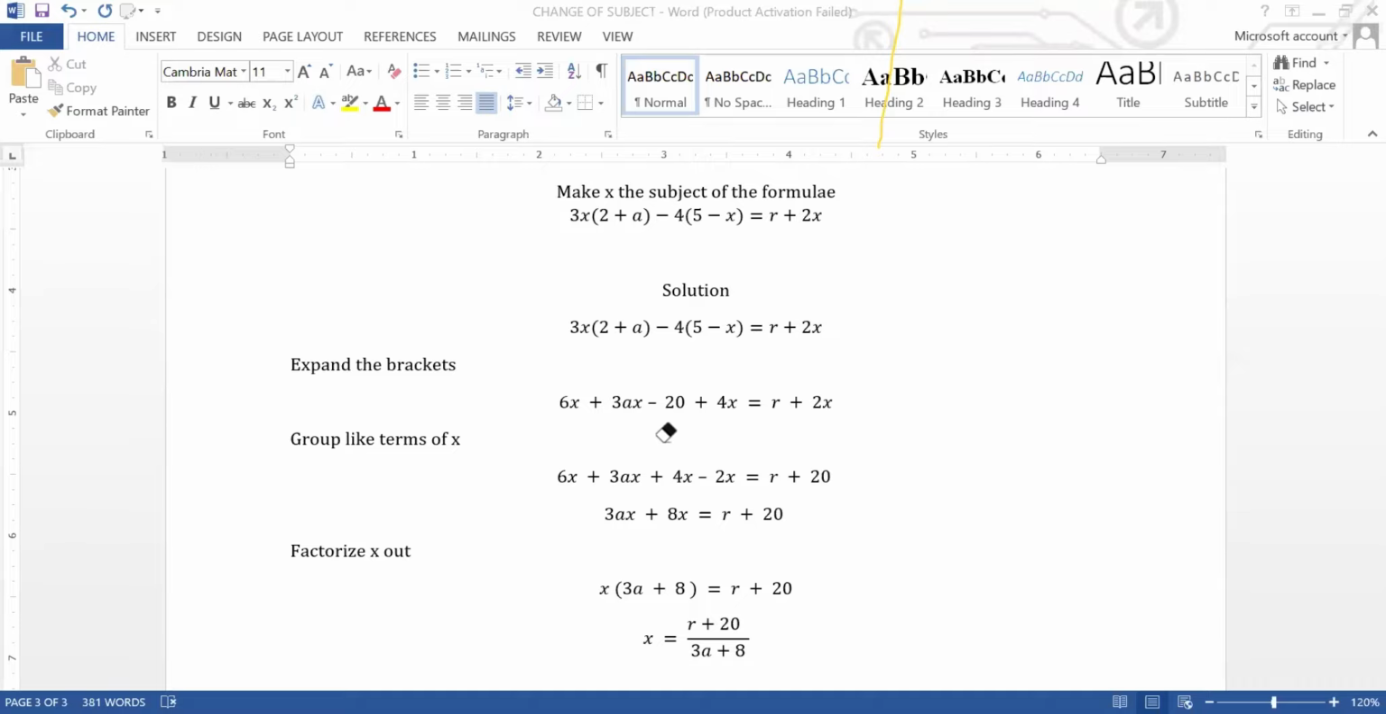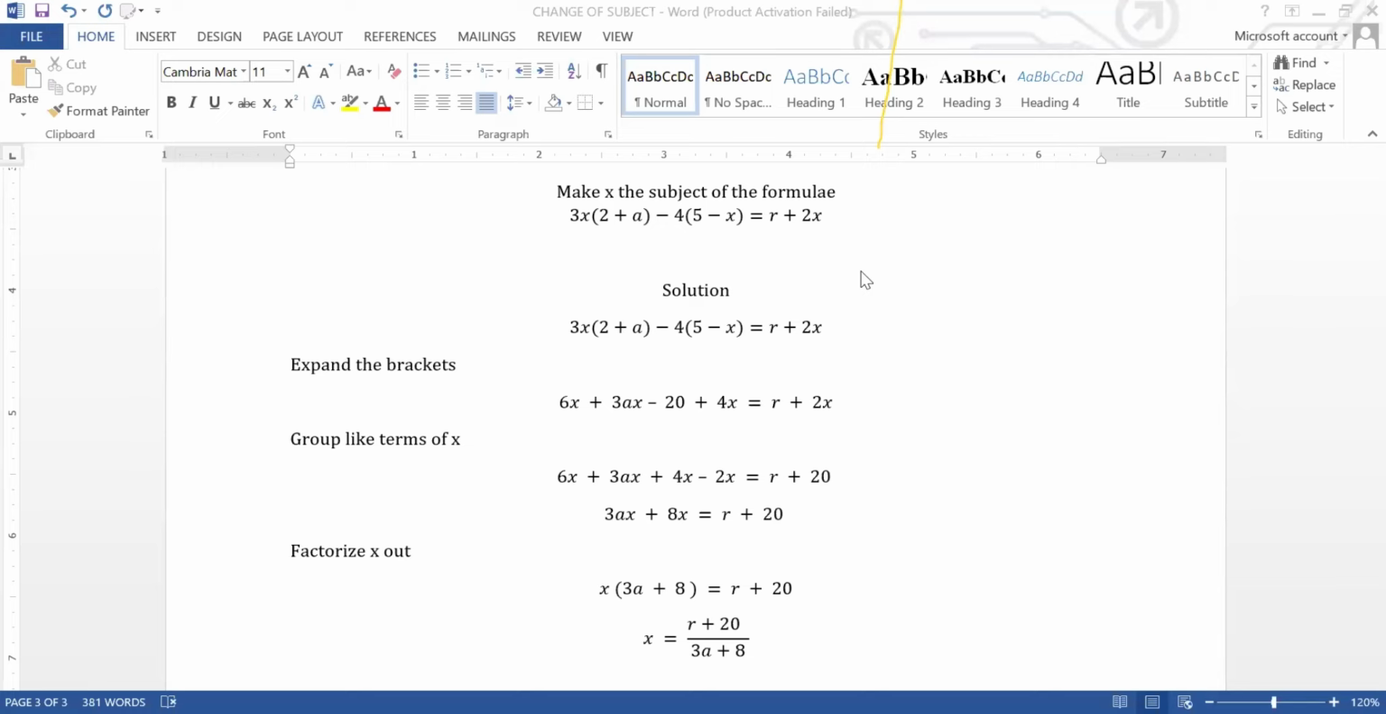Then you move on to the second term. So the negative 4 will come and multiply the first element in the bracket. So negative 4 times 5, that gives you negative 20. And then the negative 4 will come and multiply the second element. So negative 4 times negative x will give you positive 4x, because negative times negative will give you positive, which is equal to r plus 2x.